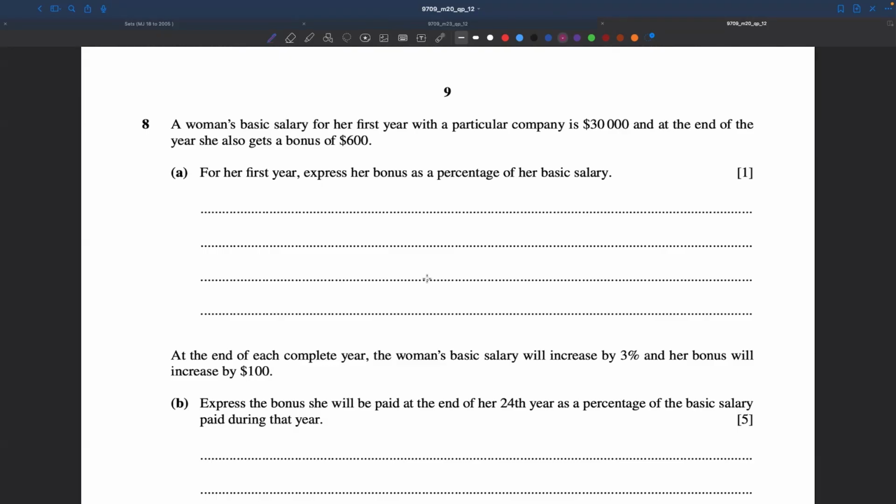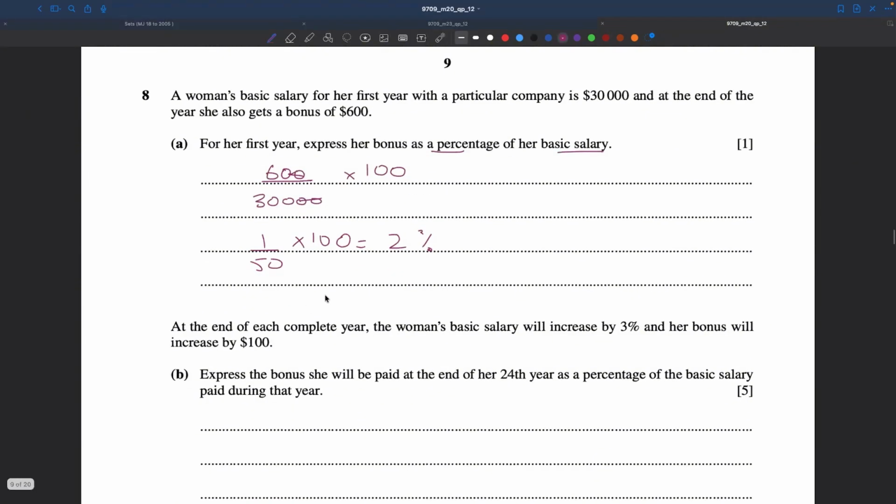Okay, a woman's basic salary for her first year. At the end of the year, she also gets a bonus. So we are back in O levels with this question. Express her bonus as a percentage of the basic salary. 600 upon 30,000. I have no idea why I will ask this question, but they have. So 1 upon 50 into 100. This doesn't even need a calculator, mashallah.